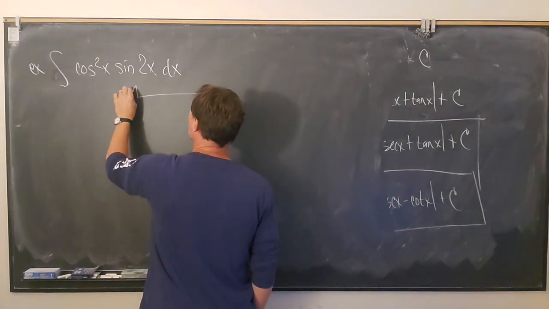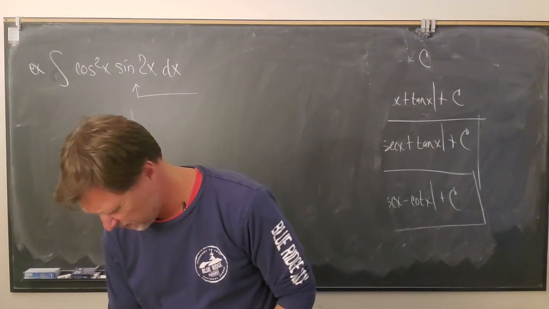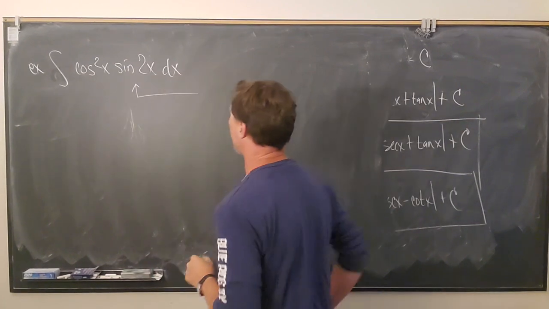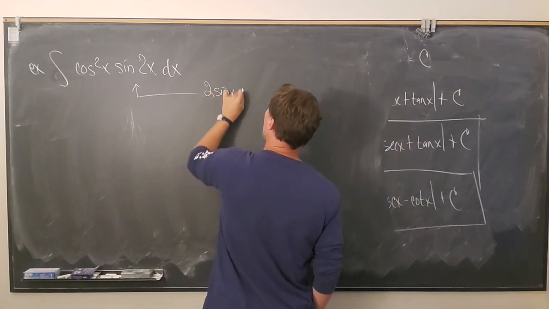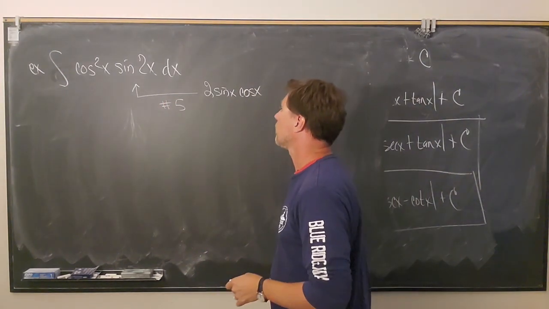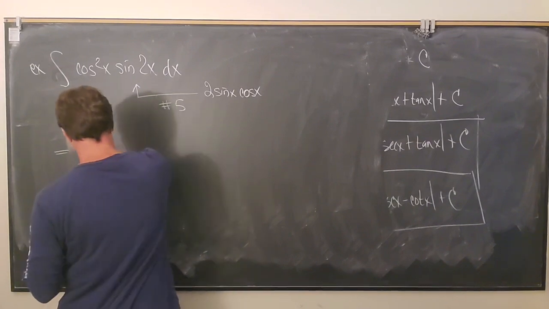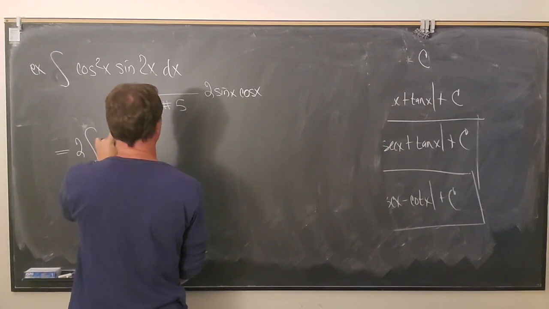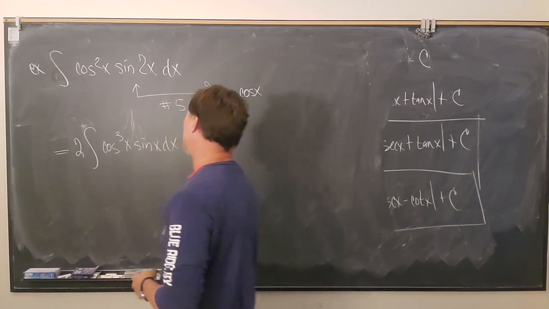One way is to apply identity number 5. Sine 2x is equal to 2 times sine x cosine x. So here, apply identity number 5. That would give us, let me put the 2 out front, 2 times cosine cubed x sine x dx. This is set up for doing substitution.